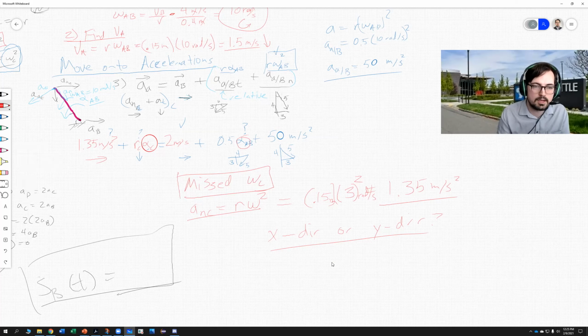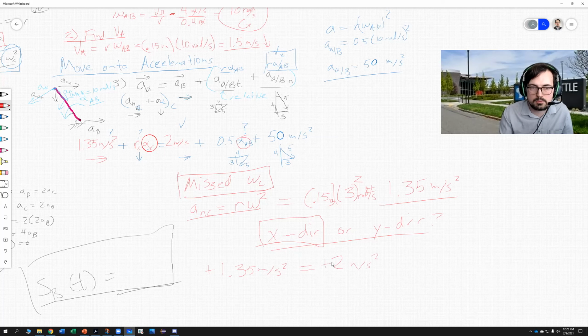In this case, looking at the unknowns, this unknown is going to show up in both the X and the Y, but this one only shows up in the Y. So I'm going to look at the X direction first. When I look at the X direction, I'm going to see 1.5 meters per second moving to the right, so that's positive. Over here, this RAC only works down, so that doesn't count. I've got 2 meters per second moving to the right.